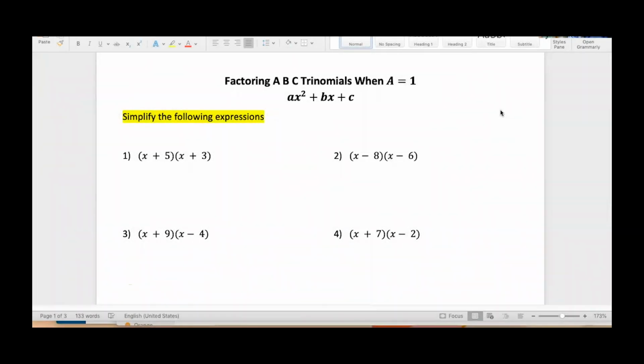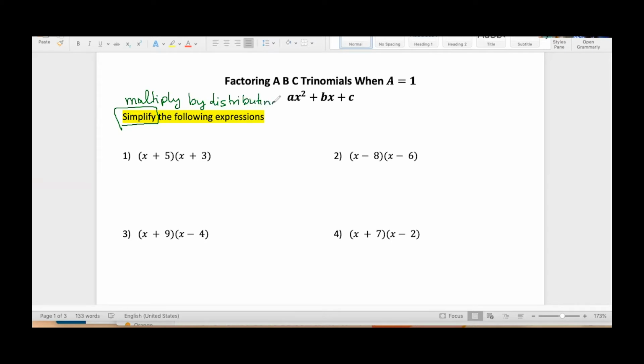All right, so today we are factoring ABC trinomials when a equals 1. Before we do that, I would like to start with simplifying the following expression. Every single time you simplify, if you see the parentheses, all we are doing is multiplying, by distributing. So we're going to multiply by distributing. Okay, perfect word, distributing.